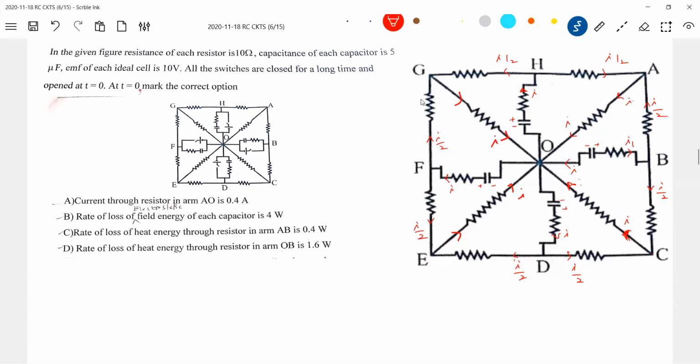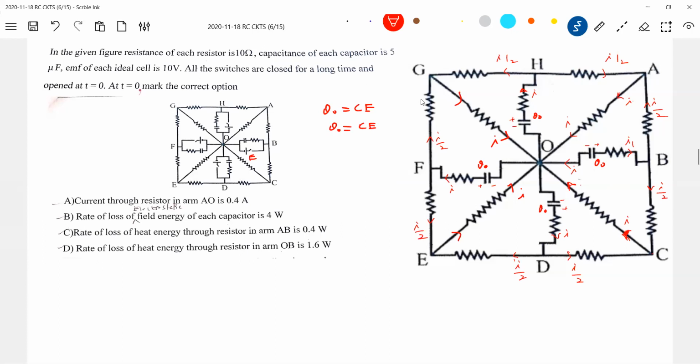So what was the initial charge in the capacitor? This will be Q naught, we'll take it. Only on one plate I'm able to show it. So what is Q naught? Q naught should be equal to C into EMF E. So C is how much? 5 microfarad. So that potential difference will be E only altogether. So that will make the current.